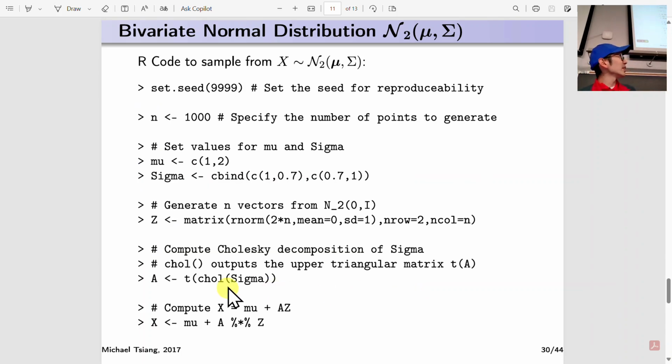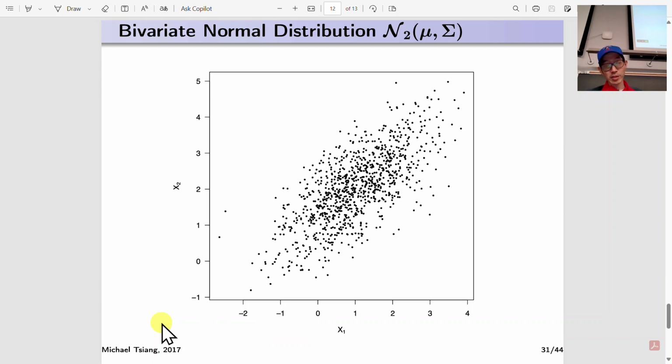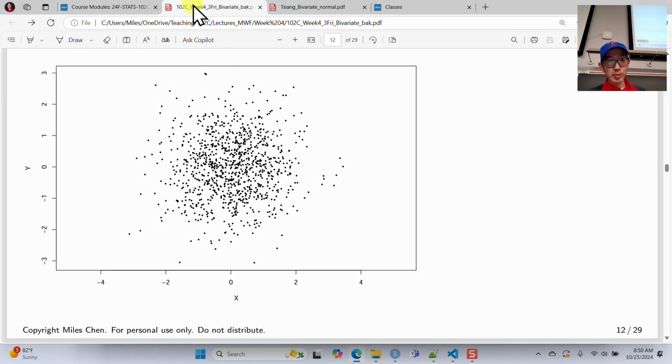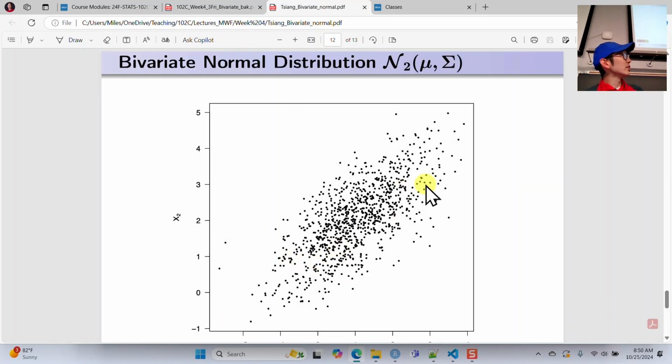Okay, and then what we'll do is mu plus A times Z is going to be my X. And if we do that, then the result is indeed bivariate normal. Okay, so we're basically going from something like this, where you have 2 independent normal variables, and they get translated into something like this, where you get a bivariate normal where there's covariance between the terms.